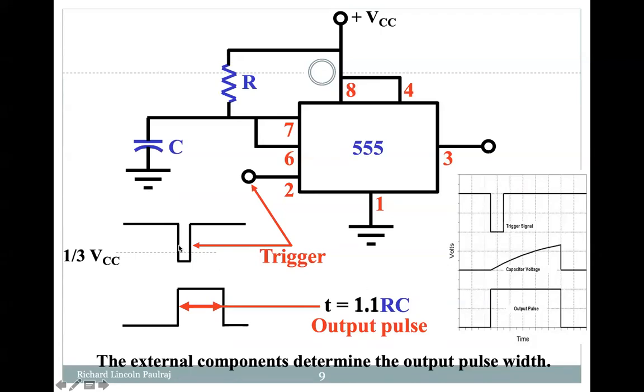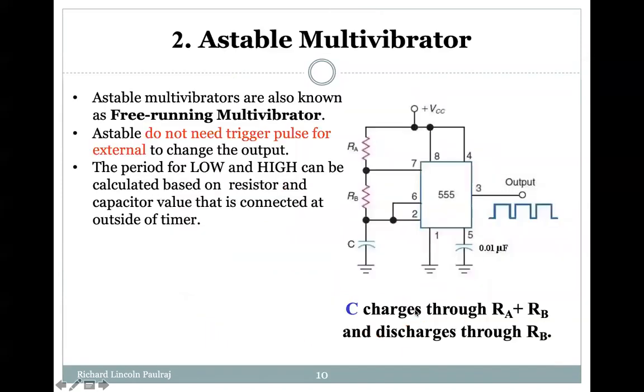Based on the time period and duty cycle of this trigger, I can decide how much width my output pulse is going to have. This is nothing but T, which is 1.1 times RC. Now RC is a time constant, and you can call this tau, the resistance and capacitance values. So T is 1.1 times RC.